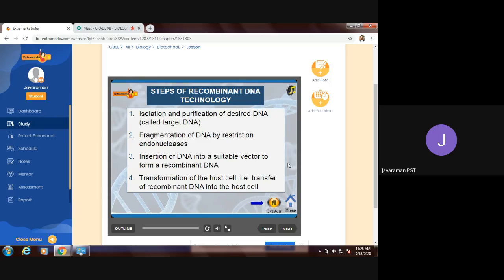Here we are studying all in sequence: what are the steps in recombinant technology? In between, one major topic is the polymerase chain reaction. That will be the big question. Since the audio is not clear, next class we will discuss PCR. So let us see the other steps. These are the complete steps followed during recombinant DNA technology.